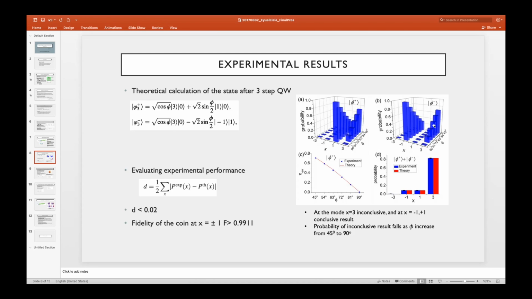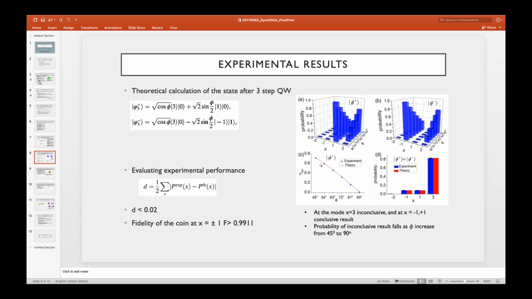So these are the results they get from these experiments. If we see here, both phi plus and phi minus are exactly the same for x equals 3. So this corresponds to the inconclusive result. But they got this result, only x equals 1 for phi plus, and only x equals -1 for phi minus. And the other result they get is that sometimes you might detect it at x equals 3. So this is an inconclusive result.